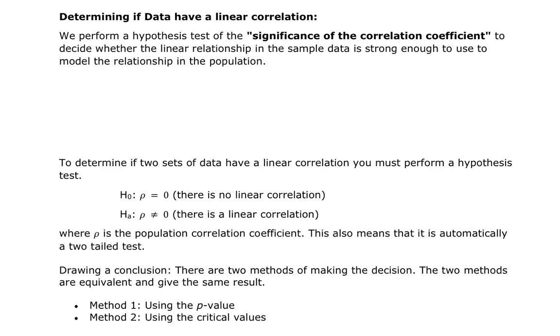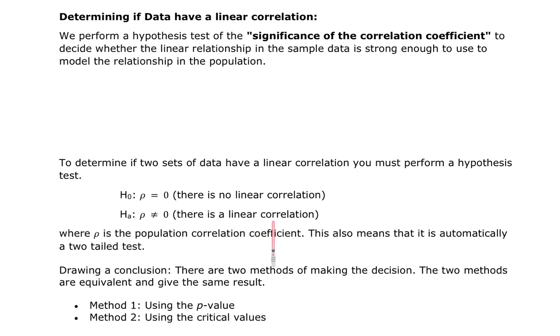There are just two possible Ha and Ho. Ho is that rho is equal to 0. The Ha is always rho is not equal to 0. So rho equals 0 means that there is no linear correlation between these two sets of data. And rho not equal to 0 means that there is a relationship, a linear correlation.